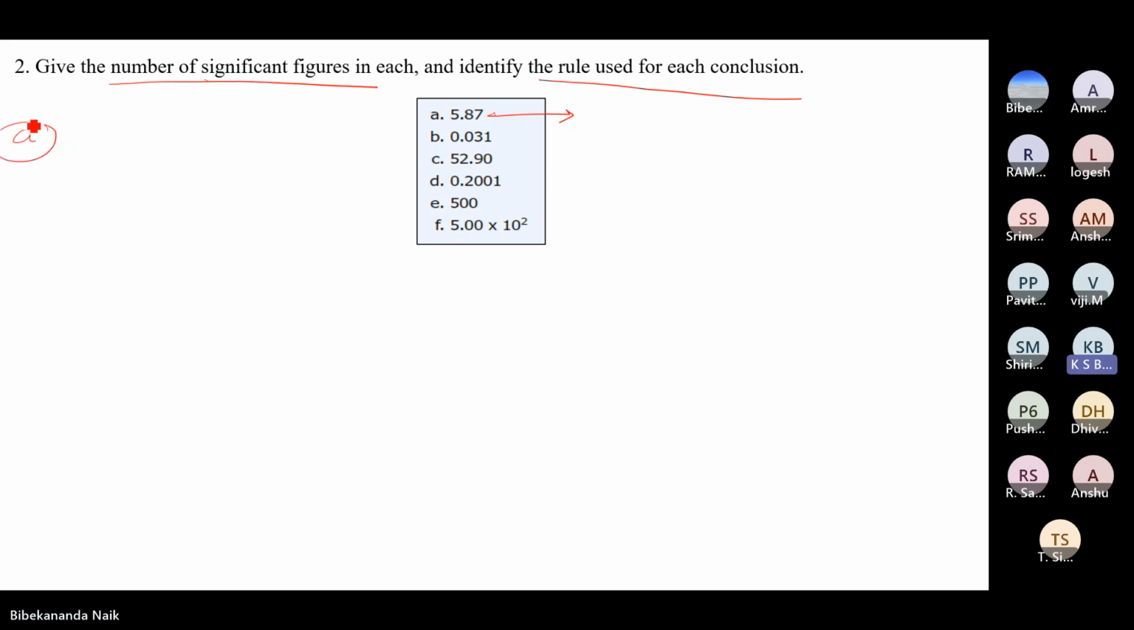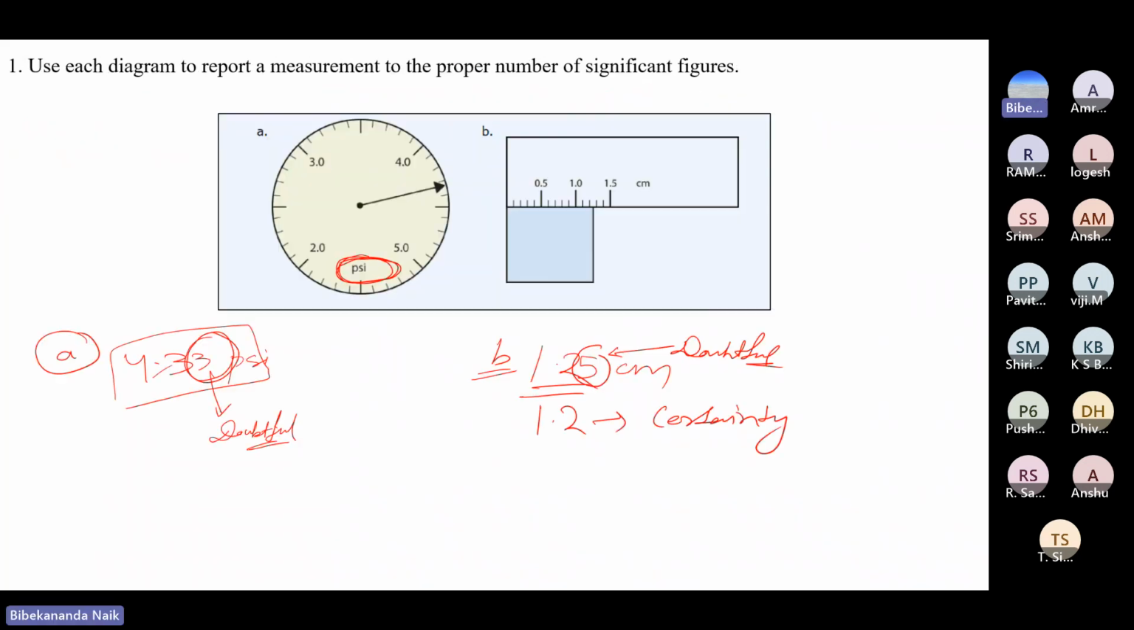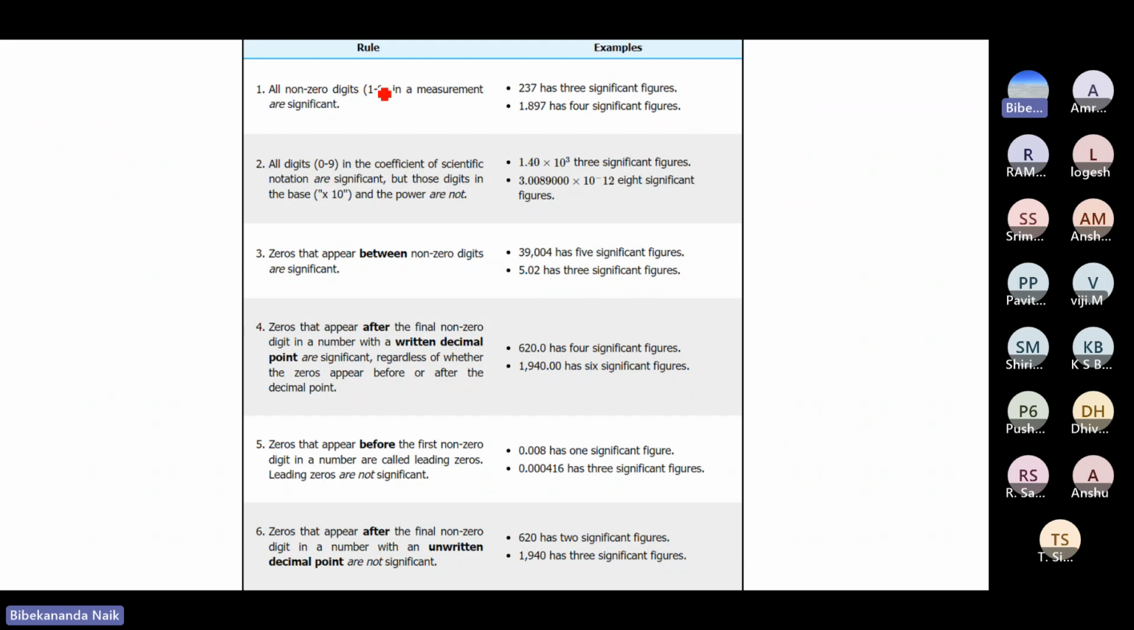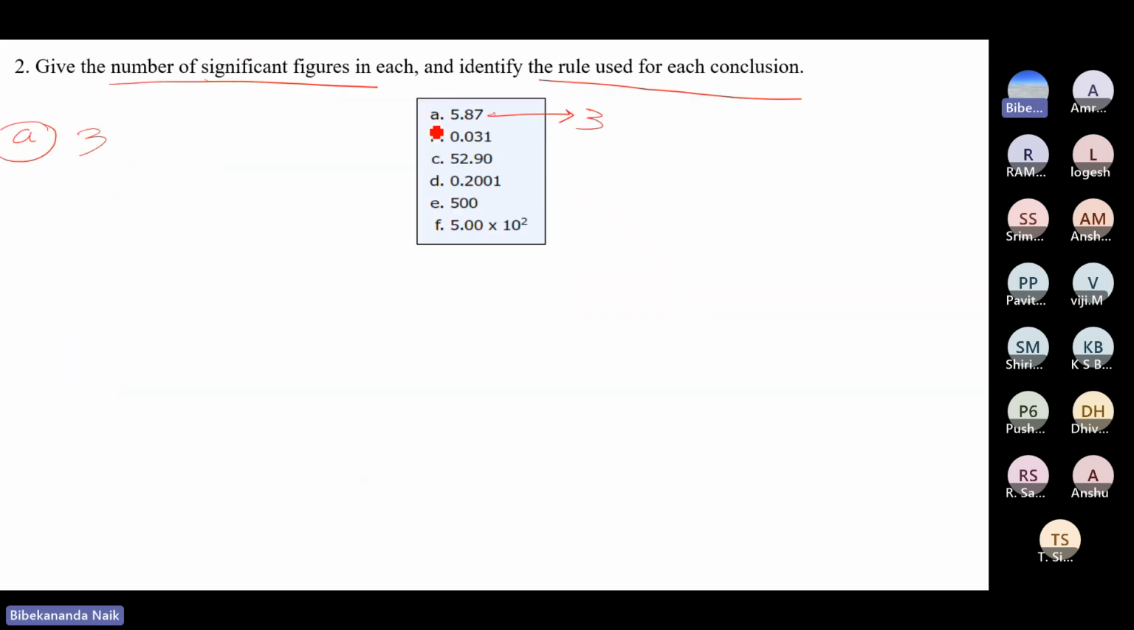So it is 3. In this case, it is 3. The number of significant figures in A is 3 because, as you can see, they are all non-zero digits. According to the rule, there are different rules like I mentioned here: all non-zero digits in the measurement are significant. So 5.87, since all the digits are non-zero, has 3 significant digits.